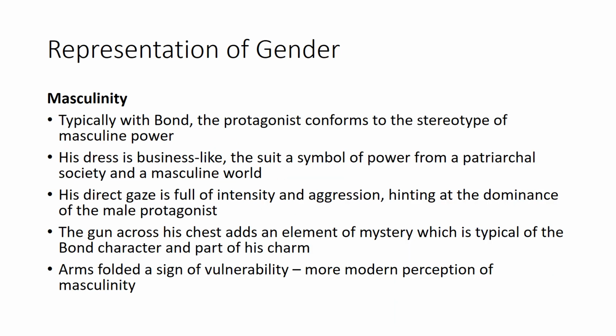In terms of representation of gender, the protagonist obviously conforms to the stereotype of the strong masculine hero. Again, his dress is businesslike, a symbol of power in a patriarchal society. Like Roger Moore, the gaze is full of intensity and aggression, hinting at the dominance of the male protagonist. The gun across his chest adds an element of mystery which is typical, but as we've said before, the arms folded might be a sign of the vulnerability which is more than acceptable to a modern audience and in the modern man.